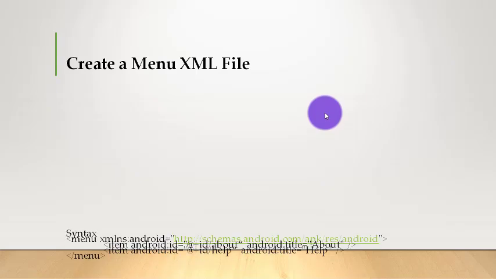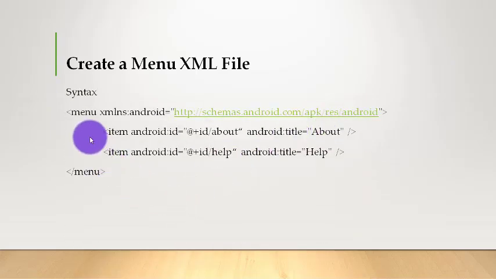Now create a menu XML file. Here is the syntax to create a menu XML file. Now how to create a menu? There is a tag in Android Studio called menu. Since it is an XML file, we are using an XML tag of menu. In this we are defining the menu items. In this case we are defining two menu items. First is your title about, and second is your help.